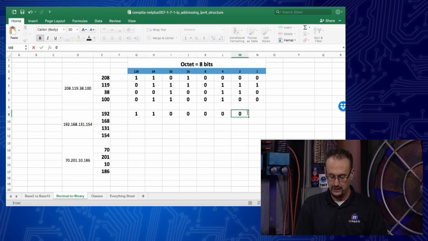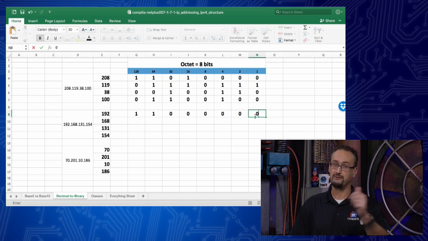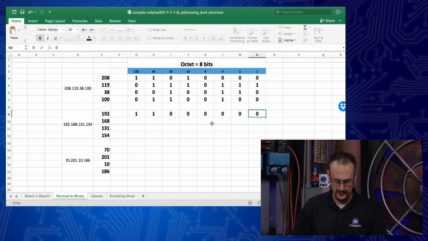So since I have a remainder of 0, we can make this one easy, and we can just fill these in. So if we're looking at the 8 bits, that octet, the binary 192 is going to be 11000000. That becomes the first octet. Remember, from left to right, first, second, third, and fourth octets. Next thing that we're going to work on is 168.